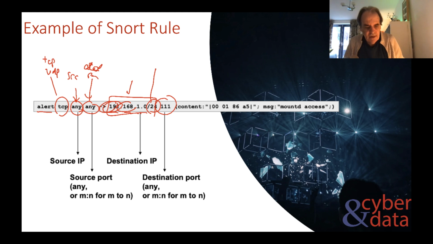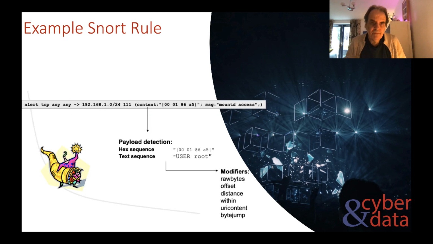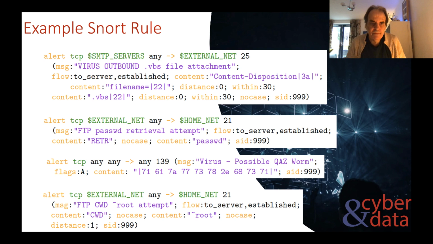After this, we can define, in this case, the content that we're looking for. This is a hexadecimal pattern, and then the message that we have. One thing that we must do is add in an SID, or a Snort rule identifier. So we can detect binary content with hexadecimal, or we can have a text sequence if we require.